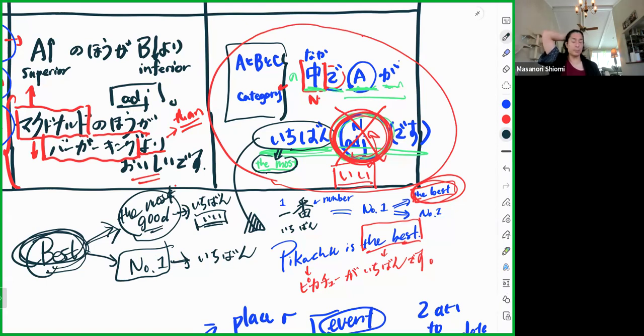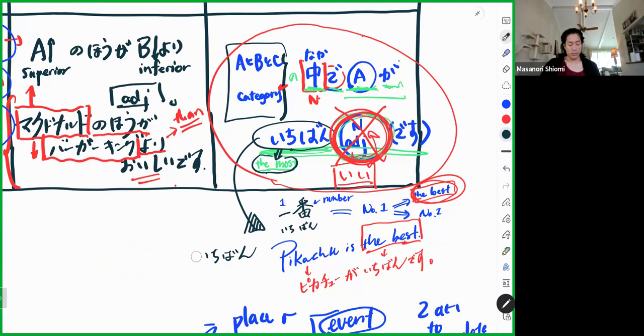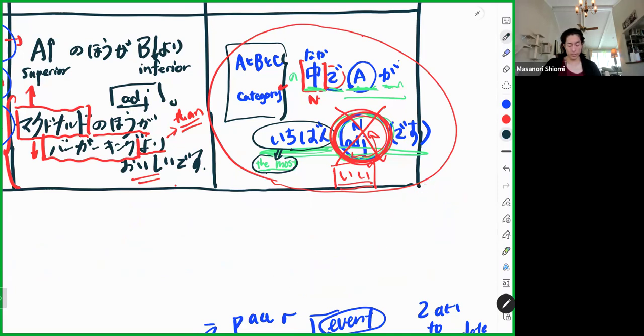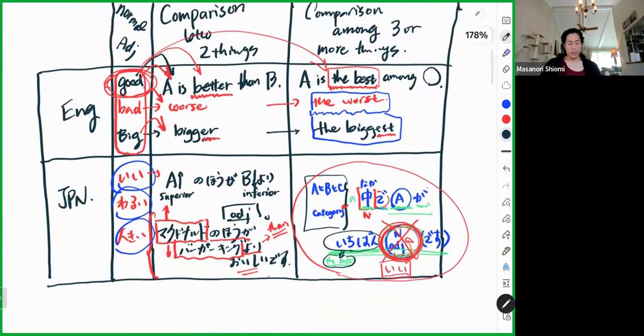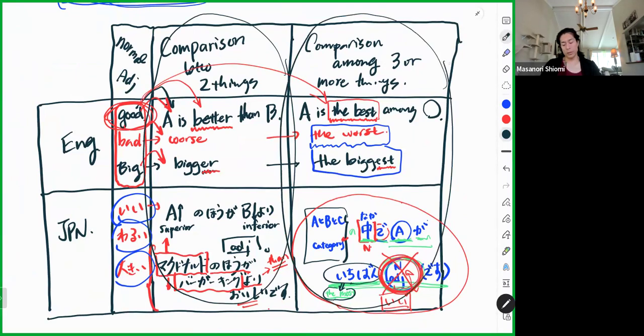I hope that makes sense. If it doesn't, it's okay. By practicing, by reading some books, or writing a diary or whatever, you'll get used to it. It takes some practice, some time for those to settle in. Okay, so this is the grammar point of comparing two things, and three or more.